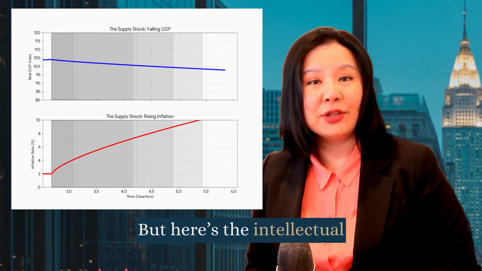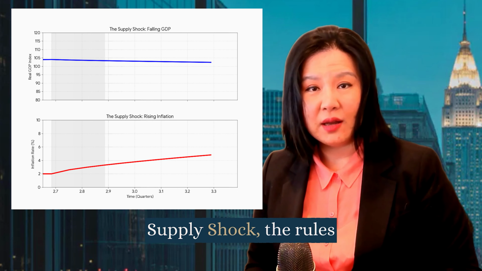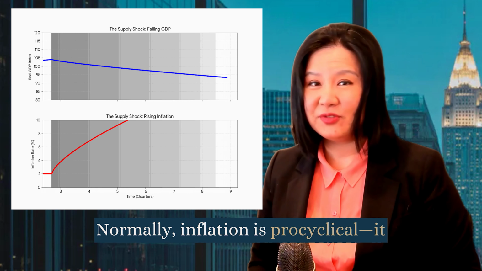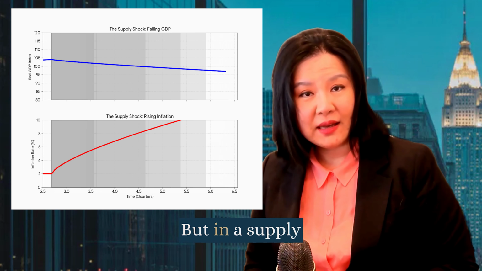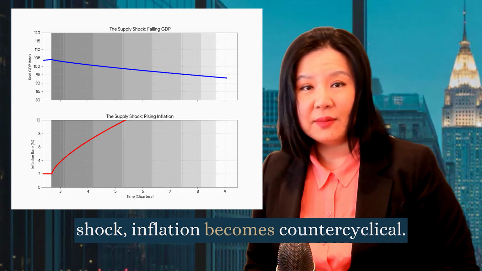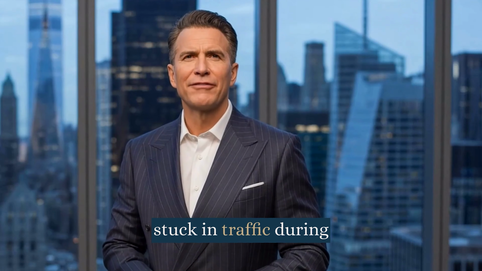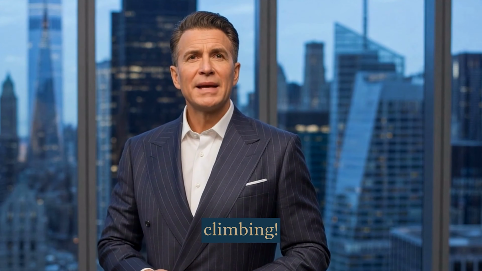But here's the intellectual deep dive you need to survive it. In a supply shock, the rules of the game are inverted. Normally, inflation is procyclical. It goes up when the economy is booming. But in a supply shock, inflation becomes countercyclical. It rises while growth collapses. So it's like being stuck in traffic during a heat wave. You're not moving, but the temperature just keeps climbing.